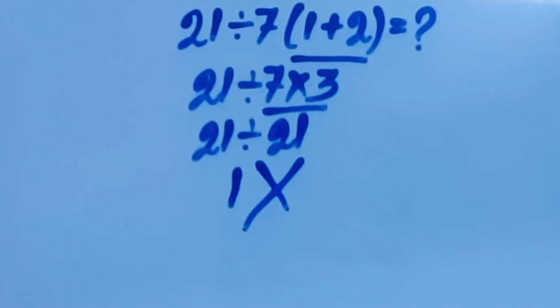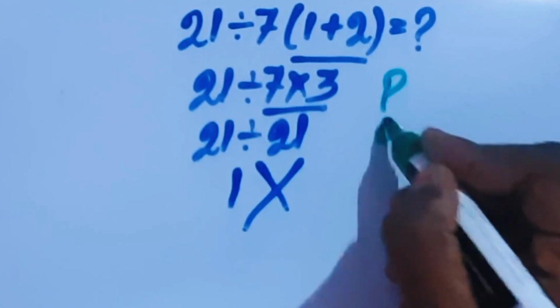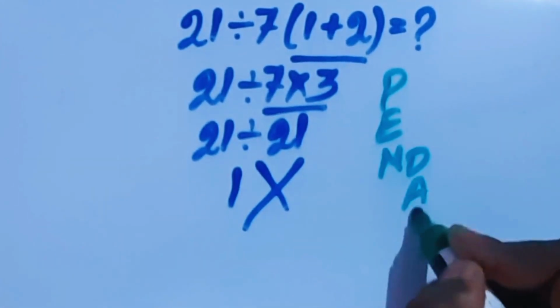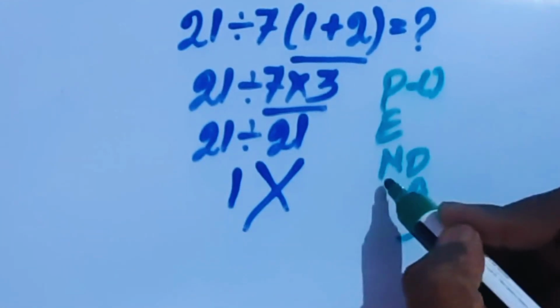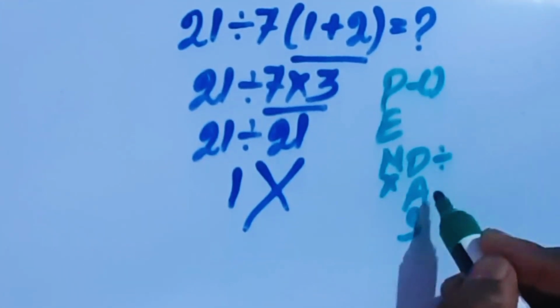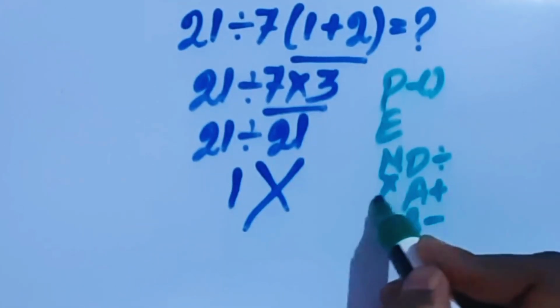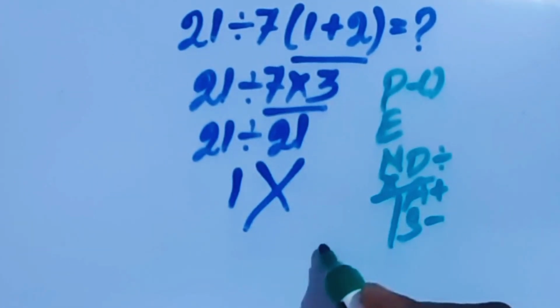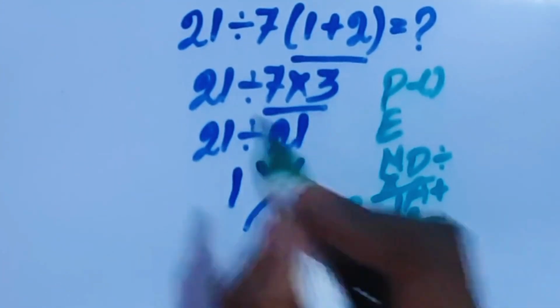Now we are going to introduce the order of operations rule, PEMDAS. Here this is bracket, multiplication, division, addition, subtraction. Here multiplication and division are of equal priority, and addition and subtraction are of equal priority. We also have to follow another rule: left to right in the problem.